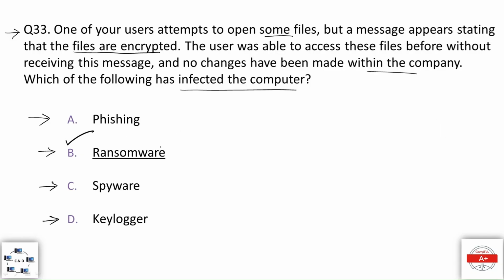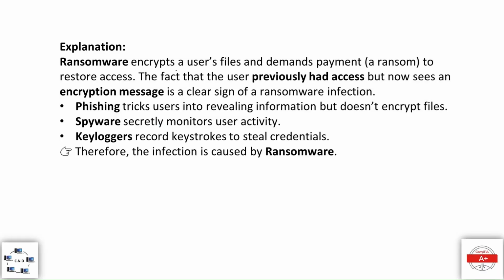Option B, ransomware. So ransomware is the malware that encrypts files on a user device, and it is done by malicious actors who want ransom in exchange for the decryption key so that the files can be decrypted. So ransomware encrypts a user's files and demands payment, that is ransom, to restore access. The fact that the user previously had access but now sees a message is a clear sign of a ransomware infection.